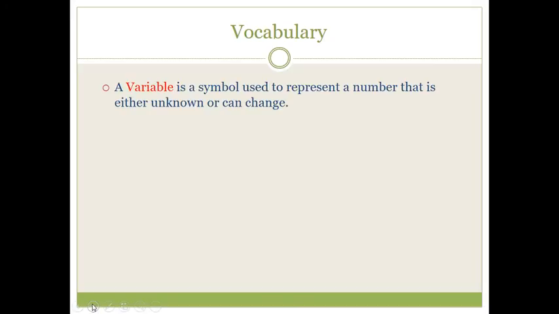A variable is a symbol used to represent a number that is either unknown or can change. Examples of variables are, as you've seen, any letter, X, Y, Z. I could have a question mark, I could have a blank, I could have a box. It's just any symbol. It doesn't have to be a letter. Anything that's taking the place of something that we don't know.